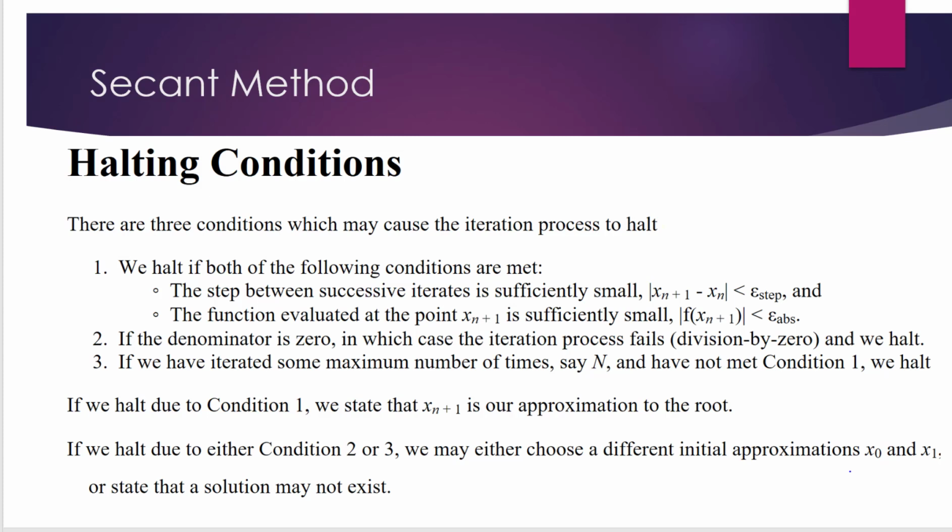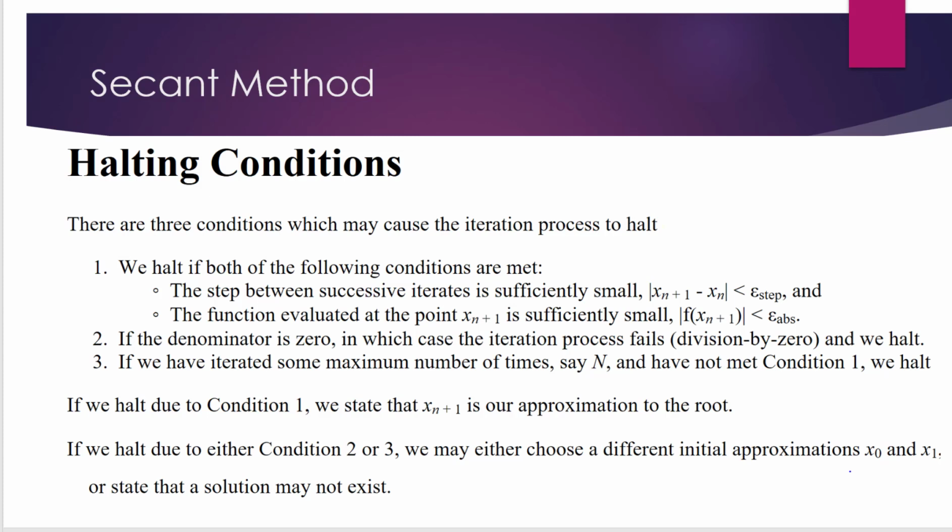Condition A is that the step between successive iterates is sufficiently small. That is, the absolute value of x_{n+1} minus x_n should be less than a constant, and this constant we call epsilon step. And condition B is that the function evaluated at the point x_{n+1} is sufficiently small. That is, the absolute value of f(x_{n+1}) is less than a constant, and this constant we call epsilon abs. So this condition is very similar to the first halting condition for the Newton-Raphson method.